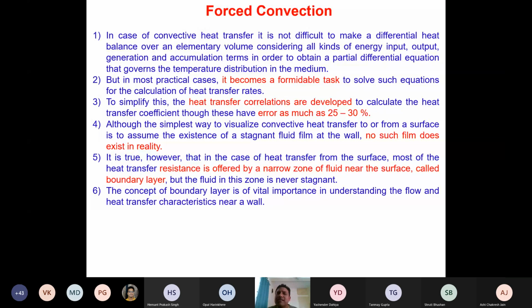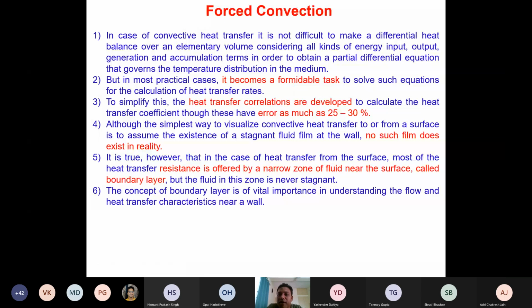In fact, you can see the Navier-Stokes equation. You can formulate it easily, isn't it? The real challenge is to solve these differential equations. There, the difficulty is arising. So in most practical cases, it becomes a formidable task to solve such equations for the calculation of the heat transfer rates. Calculation of the heat transfer rate by solving this equation is the difficult task.